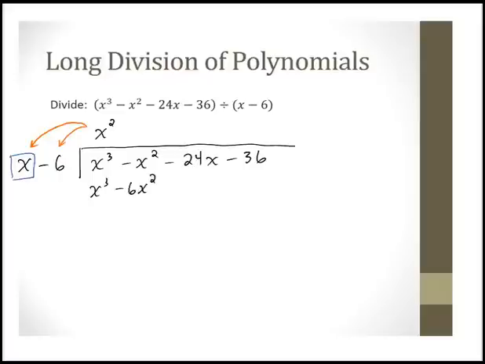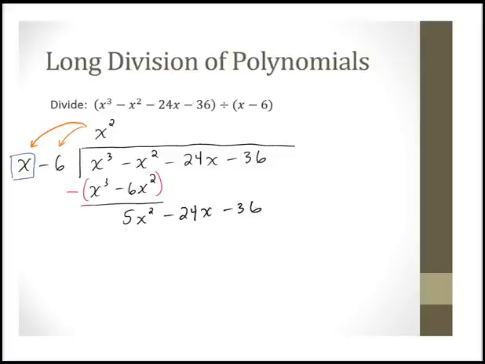And now here's where the most errors are made in the long division process. The next step in long division is subtraction, but we have to subtract this entire line. X cubed minus x cubed is 0. Negative x squared minus negative 6x squared, that's negative 1 plus 6, that's 5x squared. And now we bring down everything else, right? We bring down the rest, and we repeat the process.